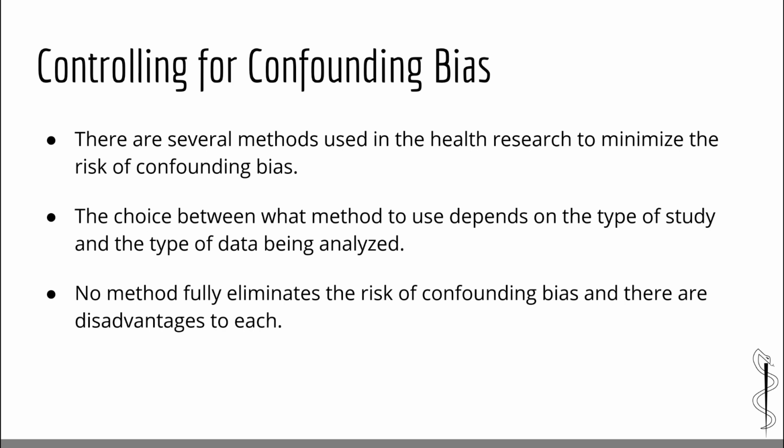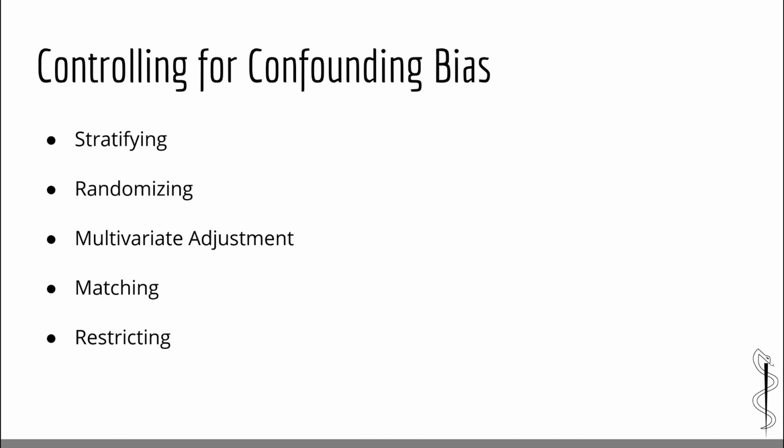Okay, so now that we have a solid understanding of confounding, let's talk about some common techniques for controlling for the confounding bias. There are several methods used in health research to minimize the risk of confounding bias, and the choice between what method to use depends on the type of study and the type of data being analyzed. It is also important to realize that no method fully eliminates the risk of confounding bias, and there are disadvantages to each method. So what are the most common techniques for controlling for the confounding bias? They are stratifying, randomizing, performing multivariate adjustment, matching, and restricting.